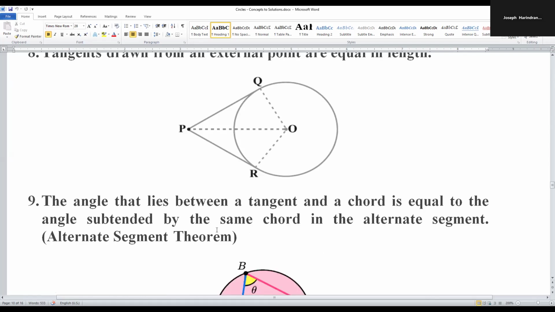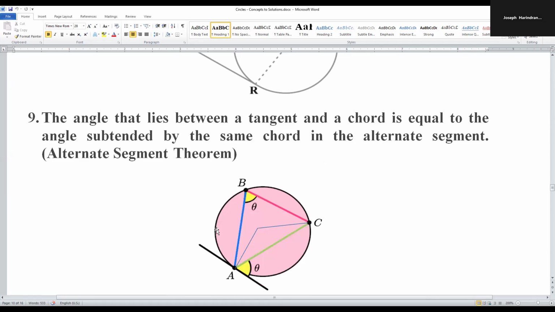Finally, there is one theorem which is not in your textbook, but it is an important theorem which can solve many complex problems in circles. This is called the alternate segment theorem. The angle that lies between a tangent and a chord is equal to the angle subtended by the same chord in the alternate segment. This is the figure. The center has not been marked as O here, but this is the center, in the middle inside the circle. And we have drawn two radii.